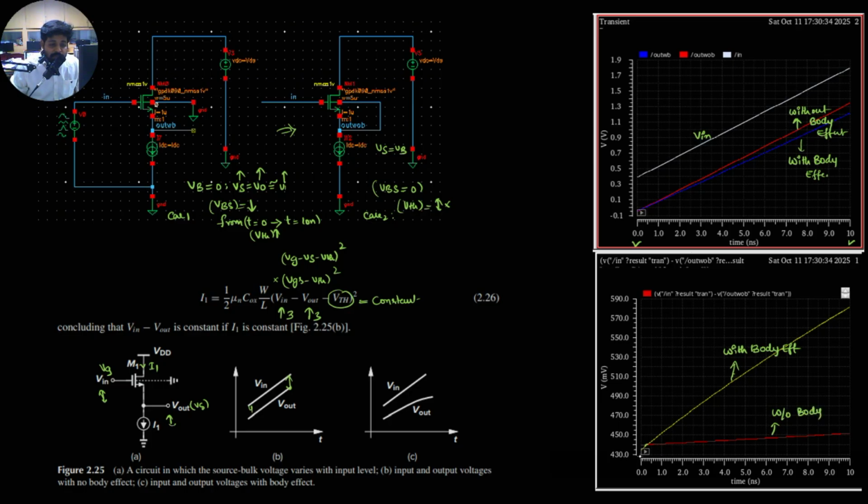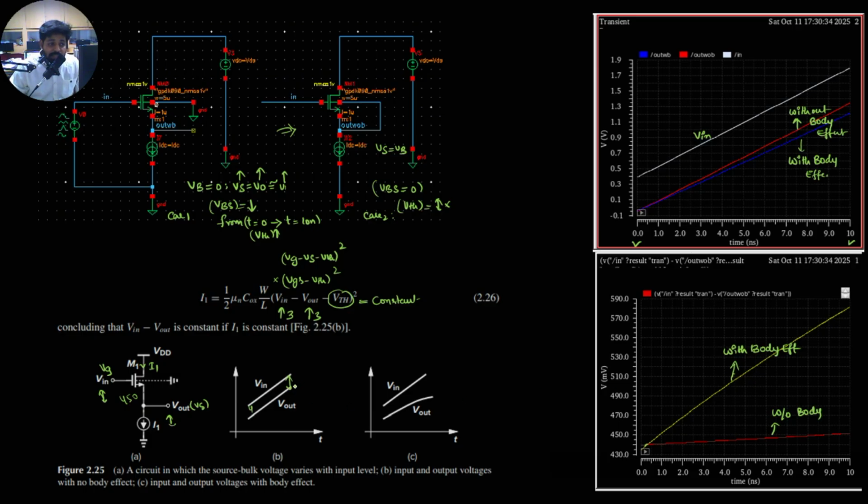Without body effect, initially at t equal to 0, the difference from the V input to the V output is maintained around 450. So from here to here the difference is maintained at 450, as V input is raised and V output is raised.